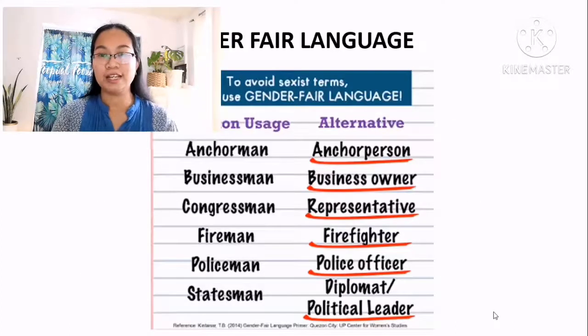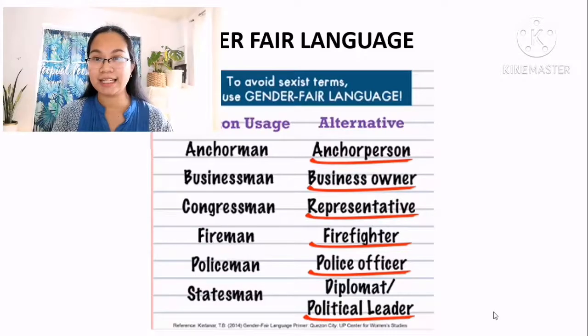So, next component, still part of the instruction and also the learning materials that we are using would be the language that we use. So, when I review some modules, very visible po yung paggamit ng generic term na he, him, if the person is unknown. So, we have to look into that. So, tingnan po natin to common usage like anchorman, so term man, businessman, congressman, fireman, policeman, statesman. So, that's a generic use of man.